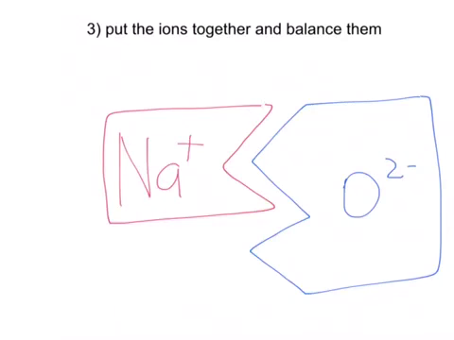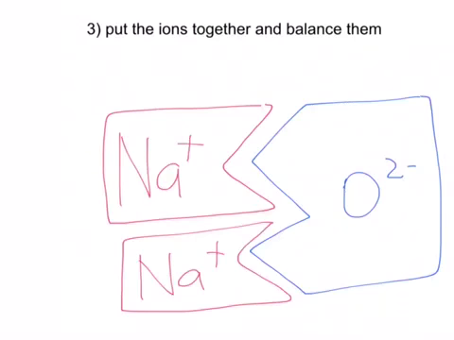Sodium has only lost 1. So it's not balanced at the moment. It is not an ionic compound. It's not balanced at the moment. So we draw another one on. Okay. And so now you can see that there are 2 sodiums to 1 oxide ion.